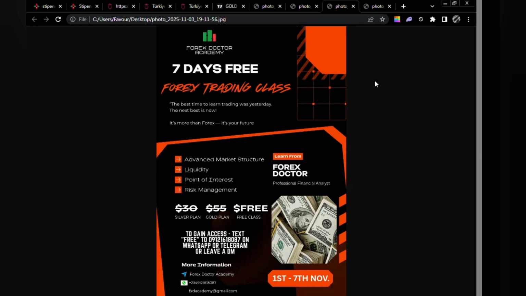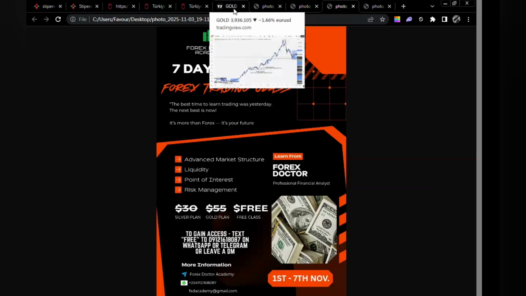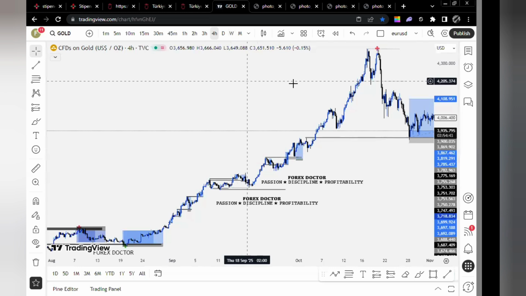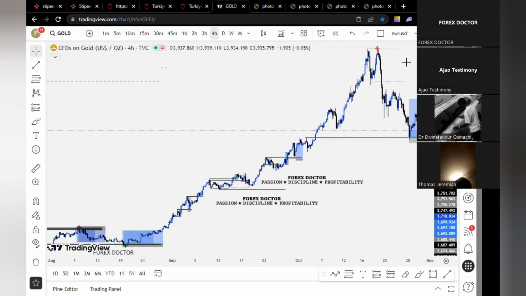Yesterday, which happened to be teaching day 1, or day 3 rather, we spoke about market structure, specifically basic market structure. That was what we dealt with yesterday, to the core. So today we're going to be looking at something greater, going deeper into it. We're going to be looking at advanced market structure.